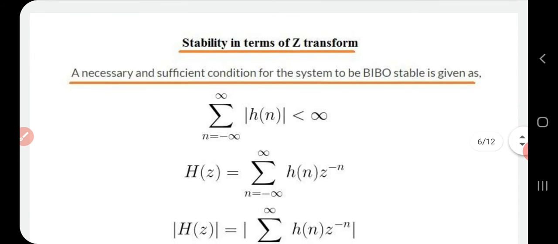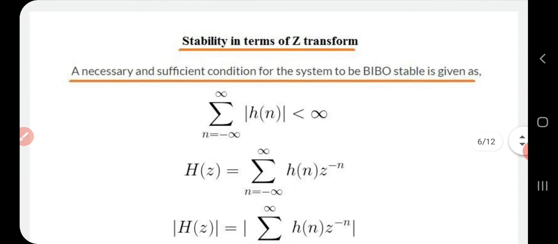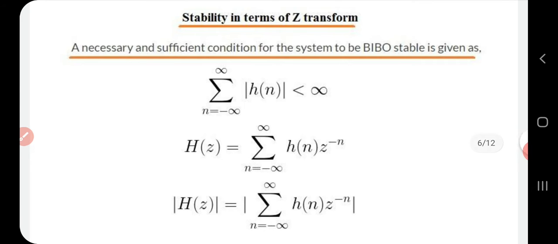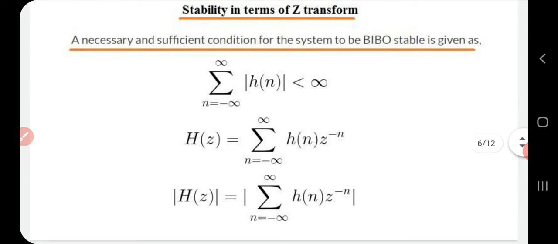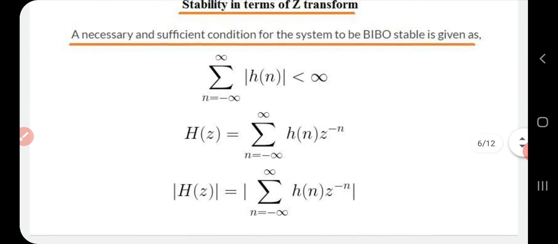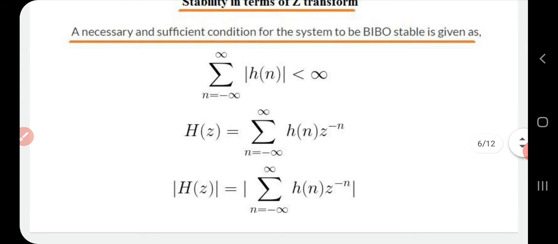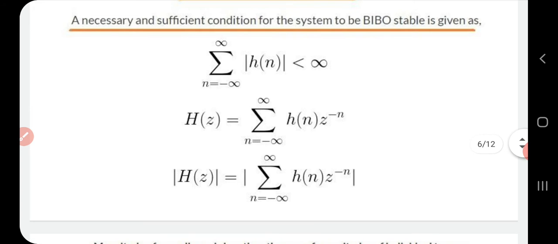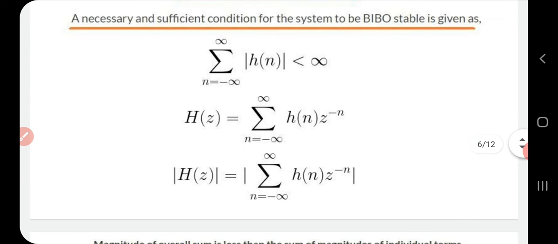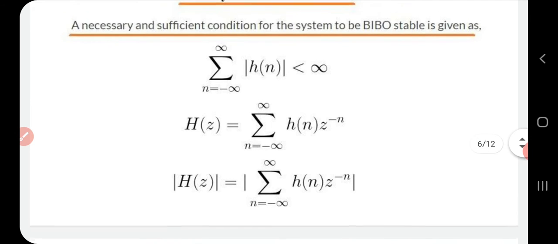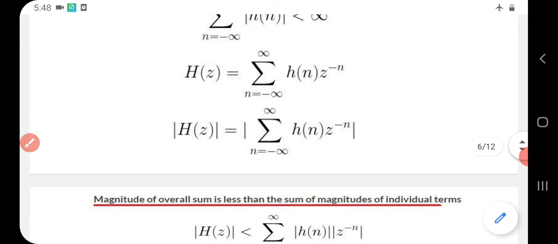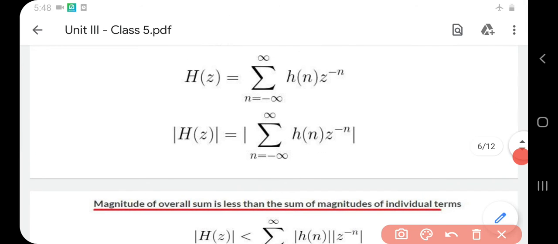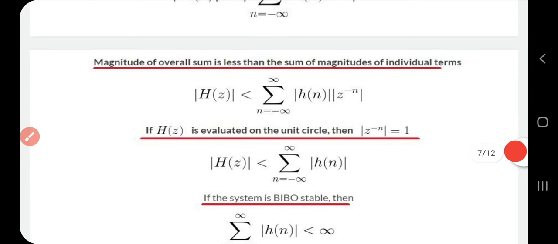Now, how do you define stability in terms of the Z transform? A necessary and sufficient condition for the system to be BIBO stable is given by the summation over n from minus infinity to plus infinity of |h(n)| being less than infinity. Now H(z) here stands for the frequency response of the system. Okay, so H(z) equals the summation over n from minus infinity to plus infinity of h(n) z raised to minus n. Now why does this particular pattern come? Because we are speaking about the Z transform. Now we are taking the modulus on both the left hand side and the right hand side. Now the magnitude of the overall sum is less than or equal to the sum of the magnitudes of the individual terms.